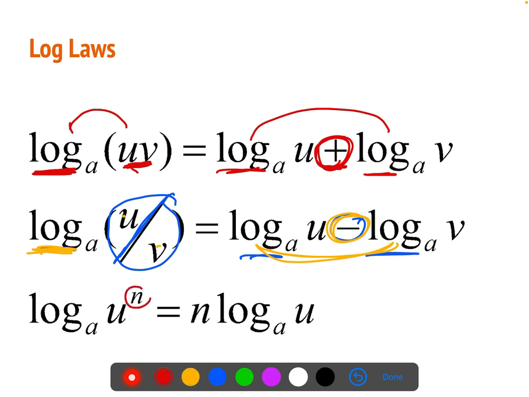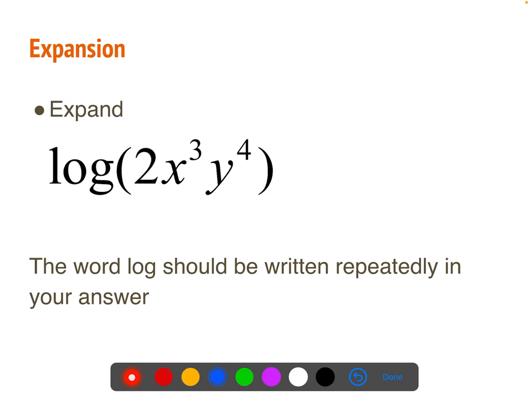And then the one that's the most important, I think, out of all these is the power rule. What this one says is if you have an exponent, you can bring it down in front of the word log, or if you have a number in front of the word log, you can bring it up as an exponent. So we're going to practice these log laws with condensing and expanding log expressions.